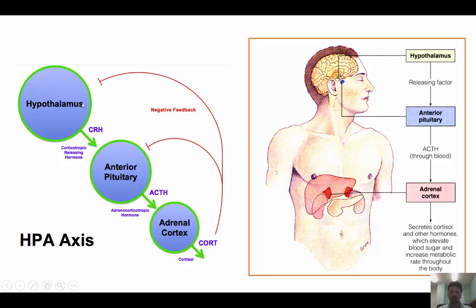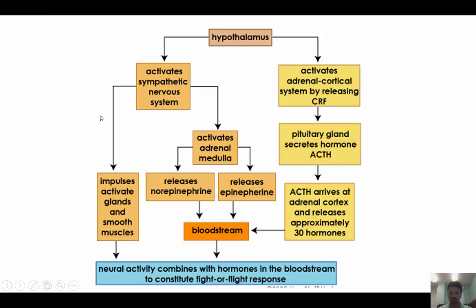Now, the HPA axis is important because it's the start of the stress response. And you can just look on this diagram and you can see that the hypothalamus starts the stress response, causing the adrenal medulla to activate. The hypothalamus is also what tells the sympathetic nervous system to activate. The end result of both processes is a massive release of norepinephrine or noradrenaline into the body.